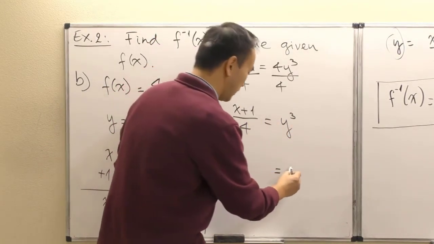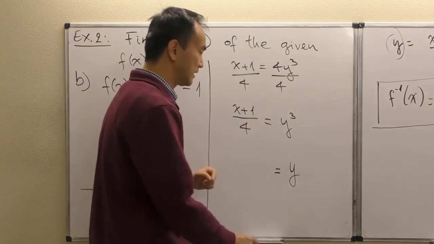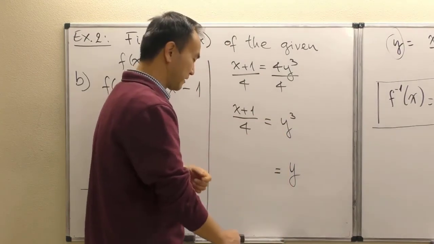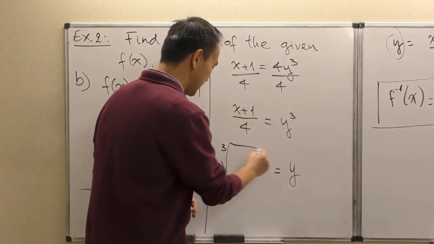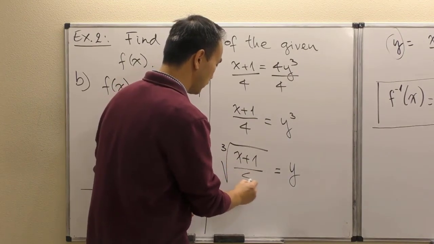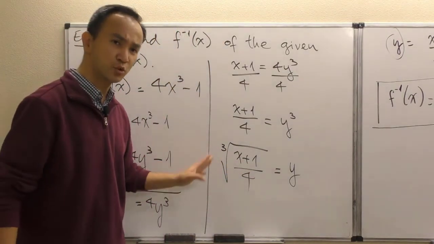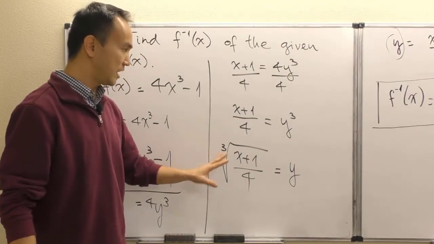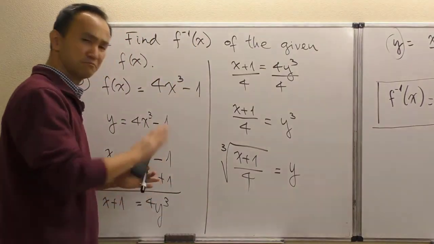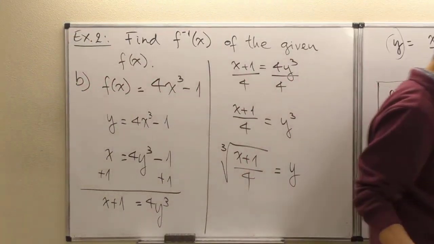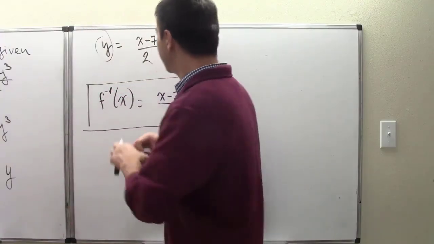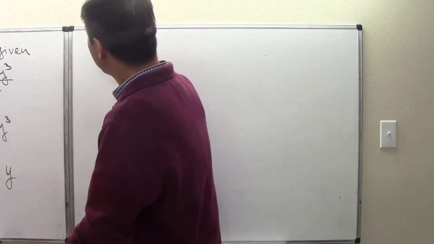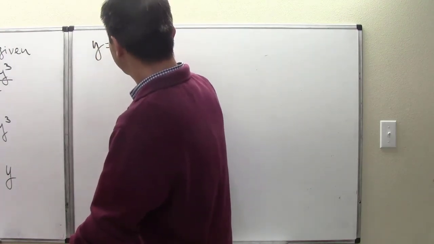So now, taking the cube root of y cubed gives me just y. And here is the cube root of x plus 1 over 4. Unlike taking a square root or fourth root, we don't need a plus and minus sign here. So now I have solved for y as an expression of x.